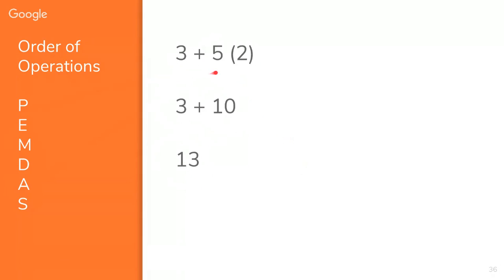However, if we did adding first, 3 plus 5, that will be 8. And 8 times 2 will be 16. That will be the wrong answer. So make sure you multiply before you add. Let's try another problem.